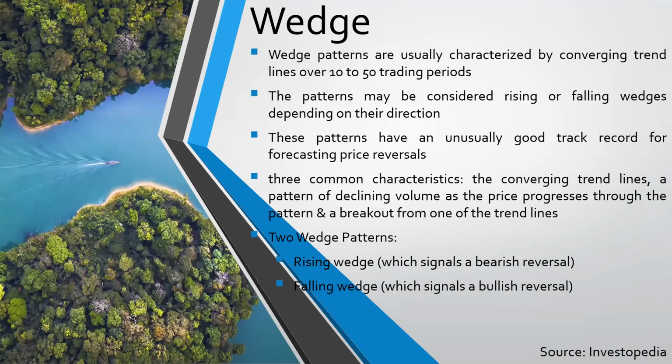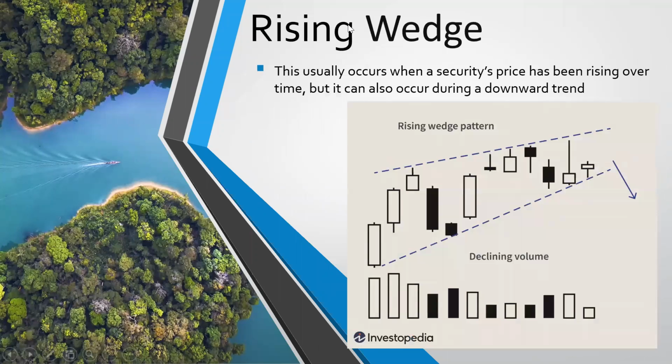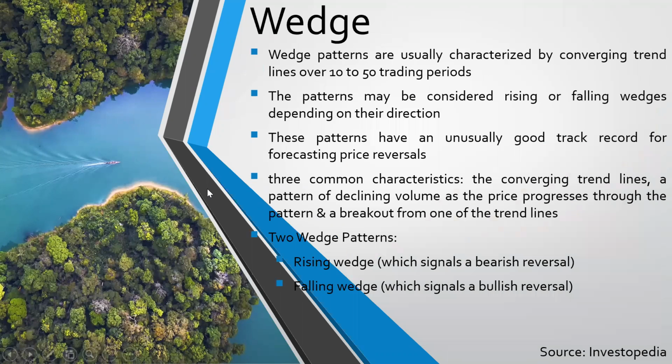So again, it has two patterns. One is a rising wedge, which is a bearish reversal, and a falling wedge, which signals a bullish reversal. What exactly that means, we'll see in a bit. So what's the rising wedge?